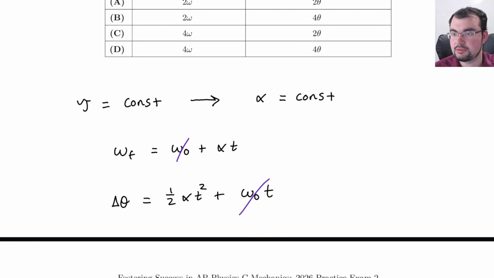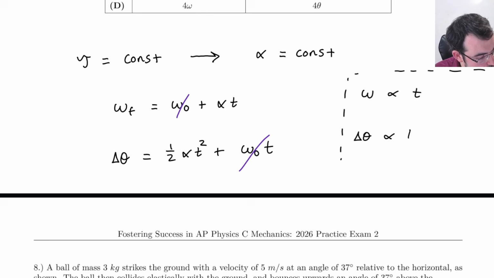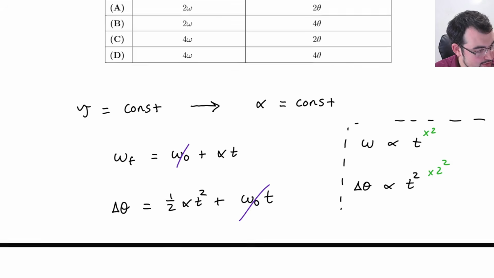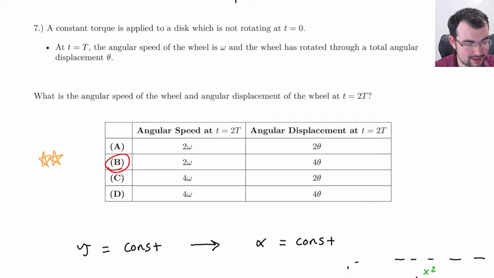So even though the speed is increasing linearly, the angle is increasing quadratically. So we can see here that really our two facts that we sort of ended with was that omega was proportional to t, delta theta was proportional to t squared. So my time gets doubled. So omega is doubled and delta theta is quadrupled. 2 star. You had to understand constant acceleration and then do some kinematics manipulating.